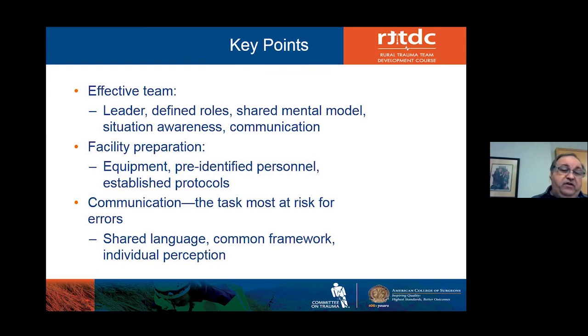Facility preparation is key, knowing where your equipment is, and the people need to know where that equipment is. Any predefined protocols need to be discussed and rehearsed before the first trauma patient gets there. Communication is again the root of all evil if it doesn't happen correctly. Everyone needs to be talking the same language. They need to understand what you're saying. If you're using words like a chest tube, some people don't know what that is. You need to make sure that people understand what you're talking about.